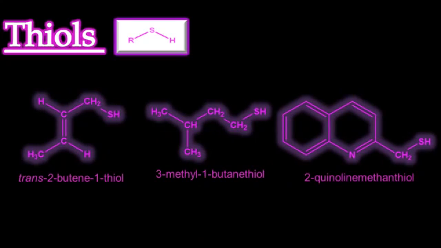Thiol groups can appear in various organic compounds. Some examples include trans-2-butene thiol, which is an alkene that contains a central carbon-carbon double bond and features a thiol group, indicated here. 3-methyl-1-butane thiol is a branched hydrocarbon alkane that features a thiol group on its end. Lastly, 2-quinoline methane thiol features two aromatic rings, one of which contains an amine-like group and has a thiol group as shown here.